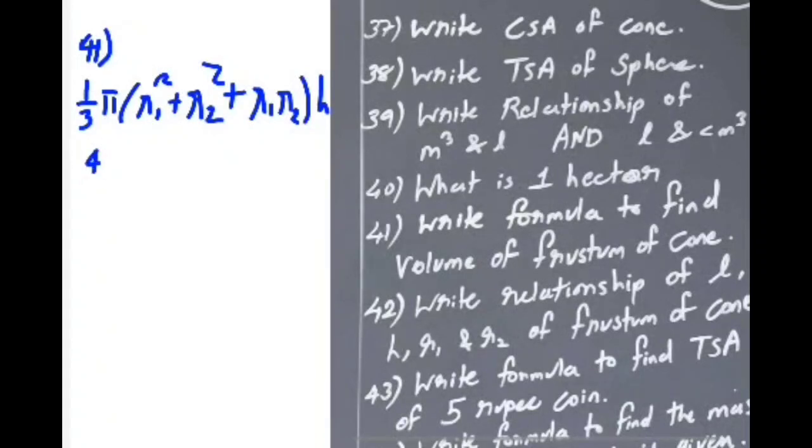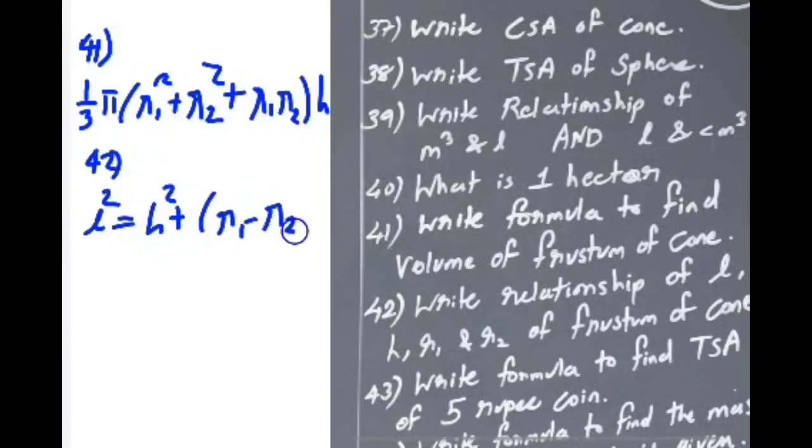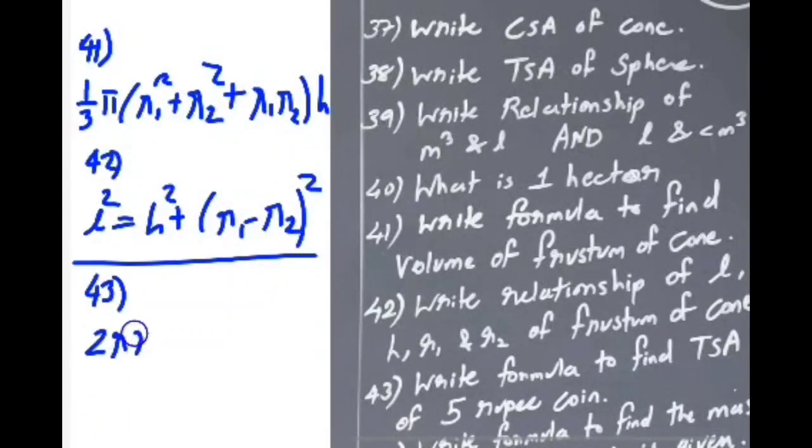Then 42nd. Write the relationship of L, H, r1, r2 of frustum of cone. So that is L square is equal to h square plus (r1 minus r2) square. Then 43. Write formula to find the TSA of 5 rupee coin, that is cylinder. Okay, so 2 pi r in bracket h plus r. So this is cylinder. Okay, so TSA of cylinder.